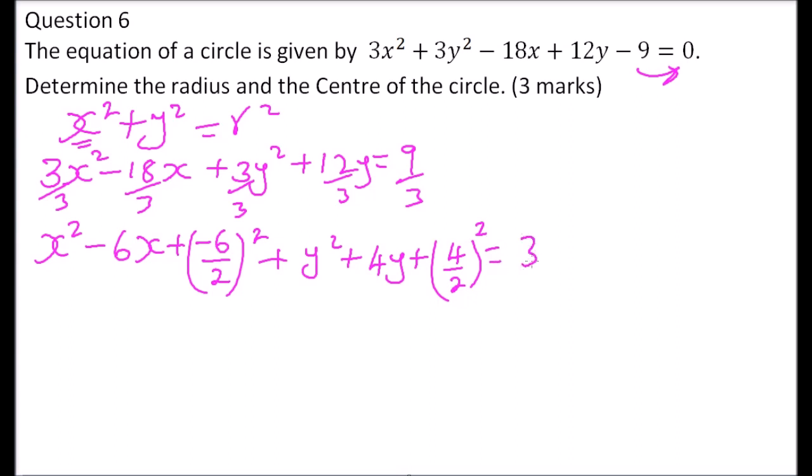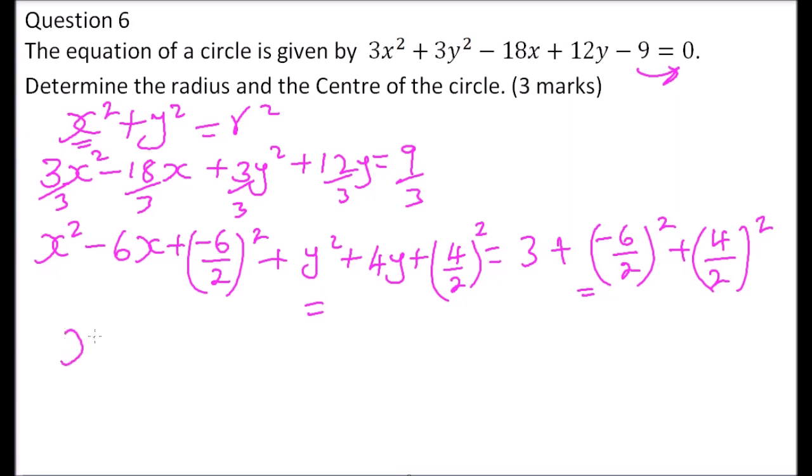Then whatever you do to this side, you also do to the other side so that you balance your equation. So we are going to add minus 6 over 2 squared, which we have added to the terms of x, plus 4 divided by 2 squared, what we have added to the y terms. So this will give us now x minus 3 in bracket squared, a perfect square of x minus 3 squared.